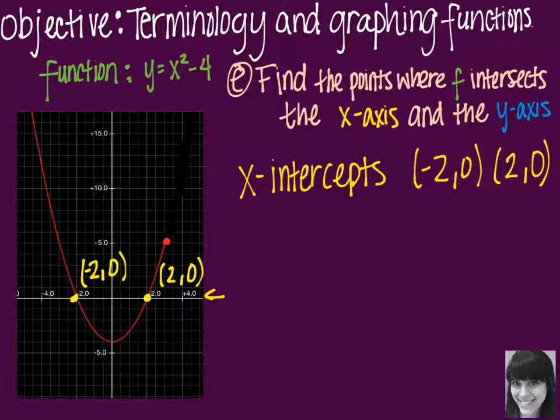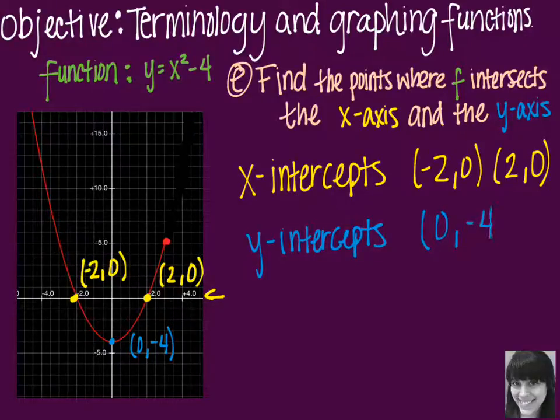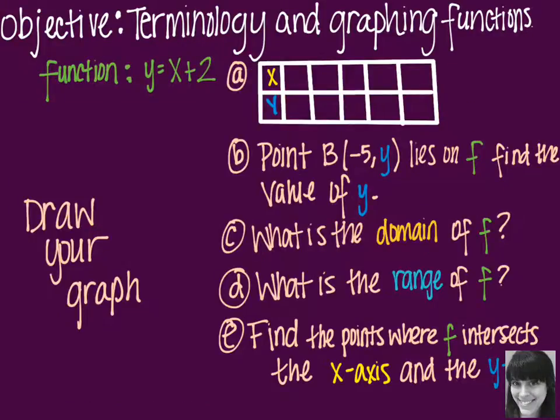Now the y-intercepts are when the function f crosses the y-axis, and that would be right here. And we've already labeled that in the last example as (0, -4). So the y-intercept is (0, -4). And that is it for that example.